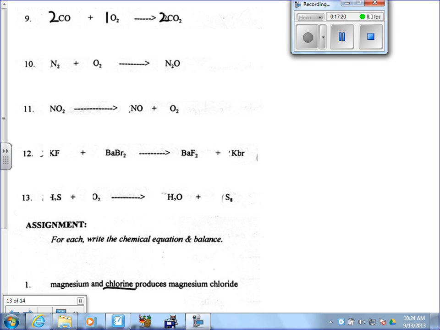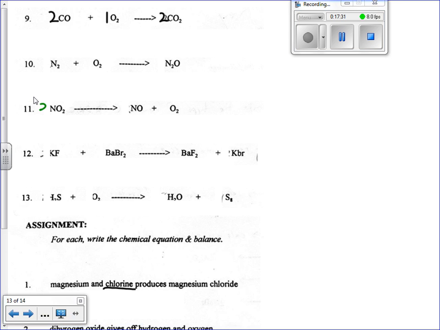But sometimes you can just start out with trial and error. If it doesn't work with 1 as the first number here, what should you try next? 2. So let's try 2 here and see how it goes. That gives me 2 nitrogens, so what do I need to put here? A 2. If I do that, how many oxygens do I have on this side? 4. And on this side, I have 2 times 1 is 2, plus 2 more is 4. Hey, how about that?